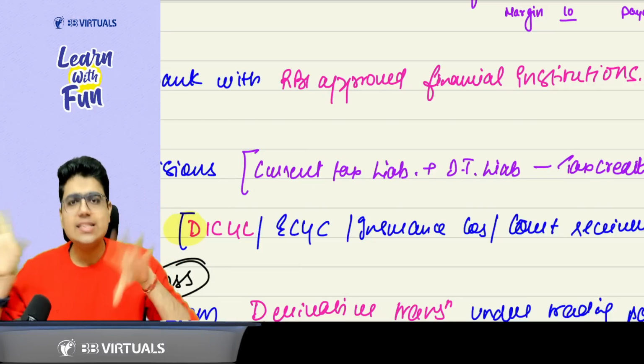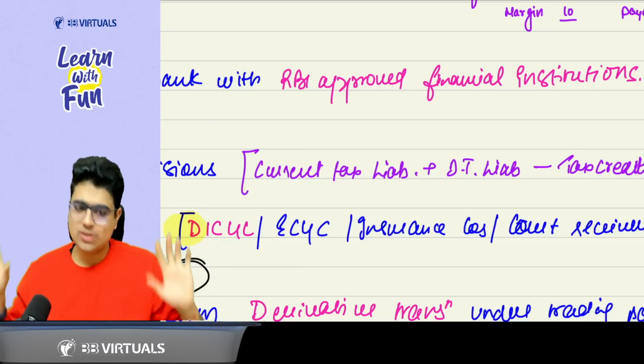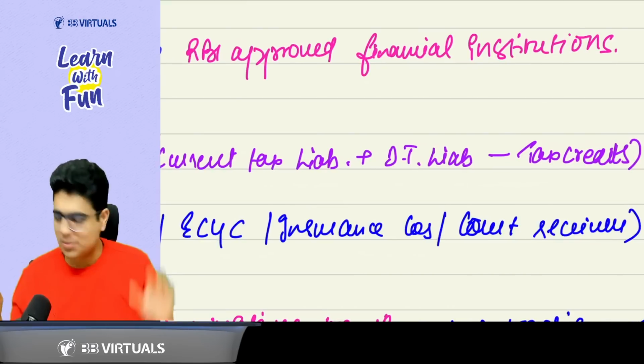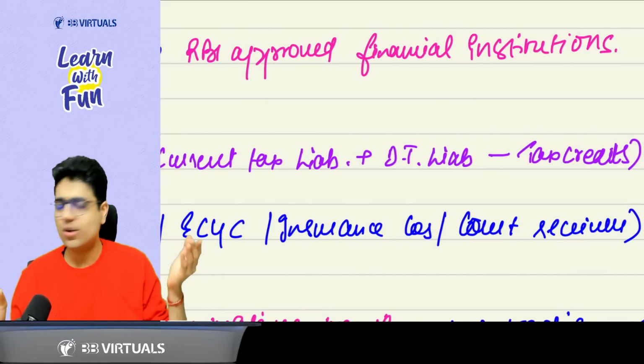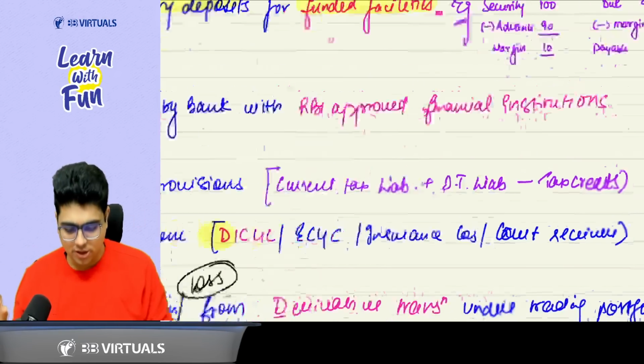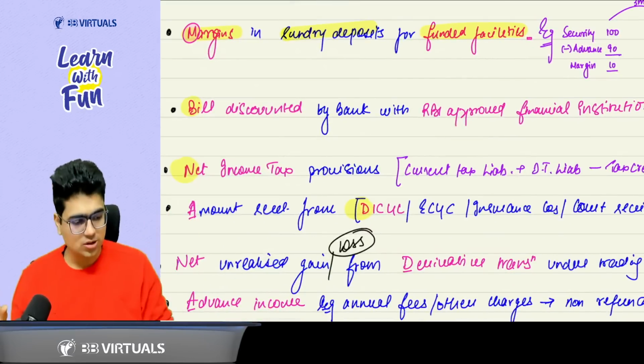Answer is no. It is a different type of liability. So that's why it is also excluded. Similarly, if they have got some amount from ECGC, that is Export Credit Guarantee Corporation, an insurance company, or any court receiver on behalf of some depositor, then that amount will also be excluded.